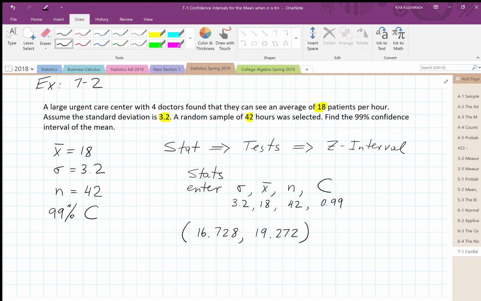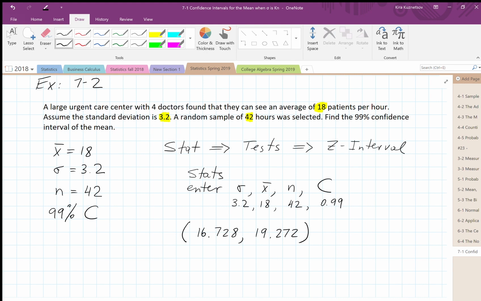And in this case, it really doesn't make any sense for you to give decimals in your final answer. You cannot possibly have 16.7 patients. So what you can do is use rounding techniques. Some books will tell you to round conservatively, meaning to the left of the lower bound and to the right of the upper bound.